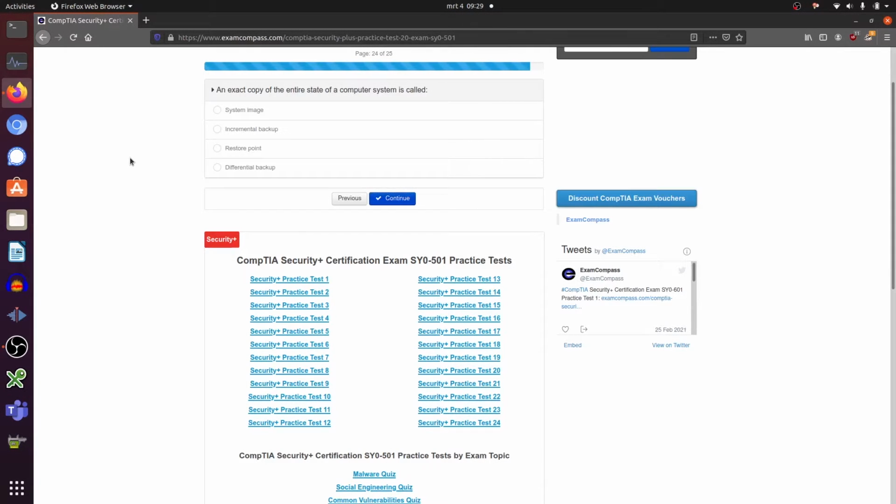An exact copy of the entire state of a computer system is called an image. It's not a restore point. A restore point is a point in time. Let's say it's now 9:30 and I make a restore point, and at 4 o'clock in the afternoon I mess up my computer and want to go back to the state of my computer as it was at 9:30. That's a restore point. But if I want a complete system image of everything that's happening on the computer as is, I make an image. And that's the entire state of the computer.